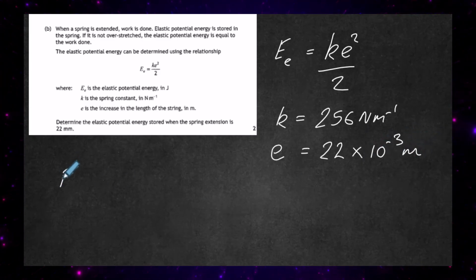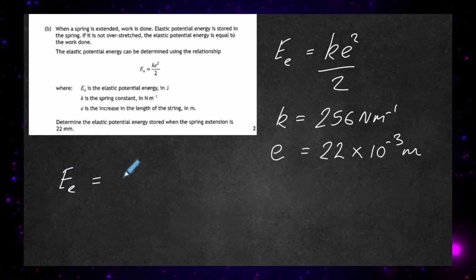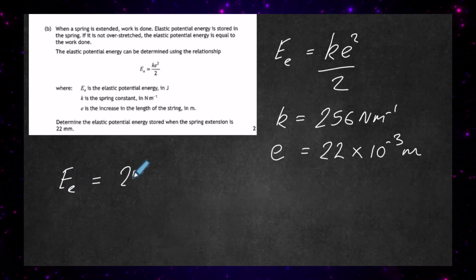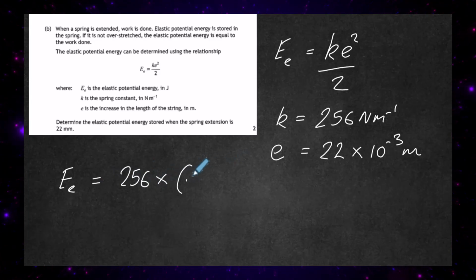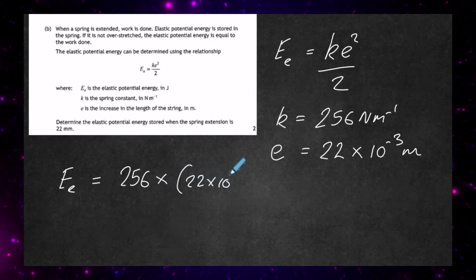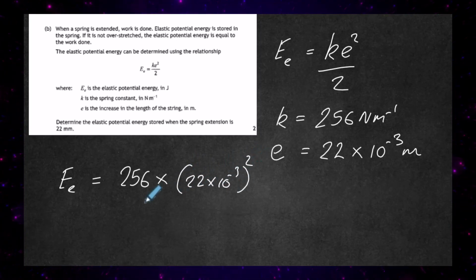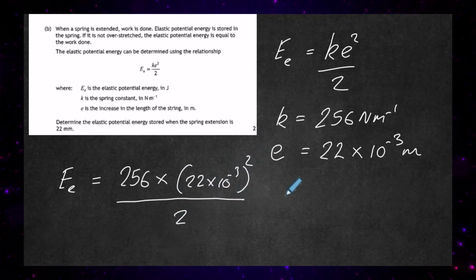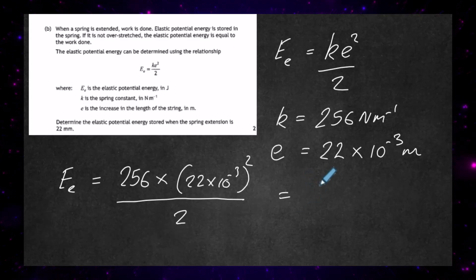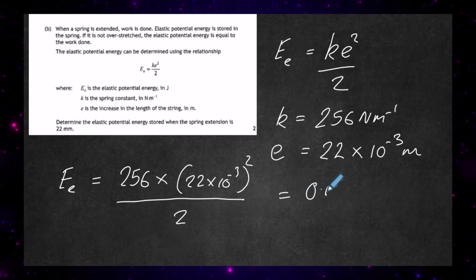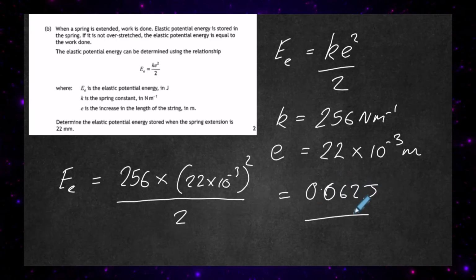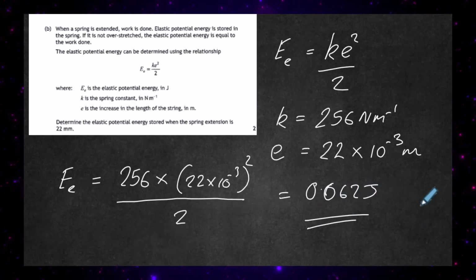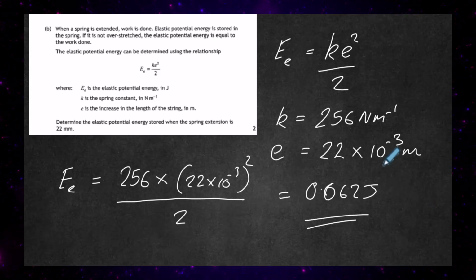So plug this into the equation. Ee is going to equal k e squared, so it's going to be 256 multiplied by 22 times 10 to minus 3, and we have to square all that and divide the answer by 2. So we put that into a calculator, we end up with a value of 0.062 joules. 0.062 joules is the final answer for the 2024 Higher Physics examination. I hope you did well.